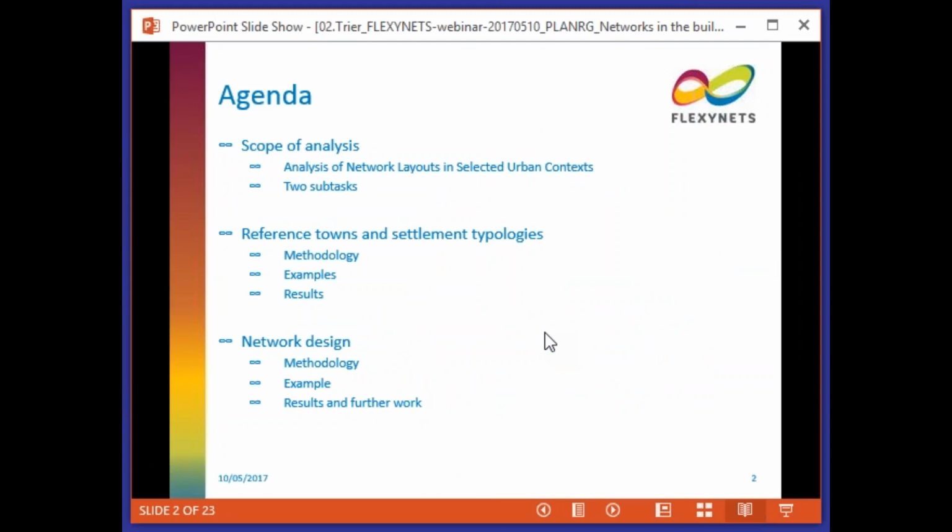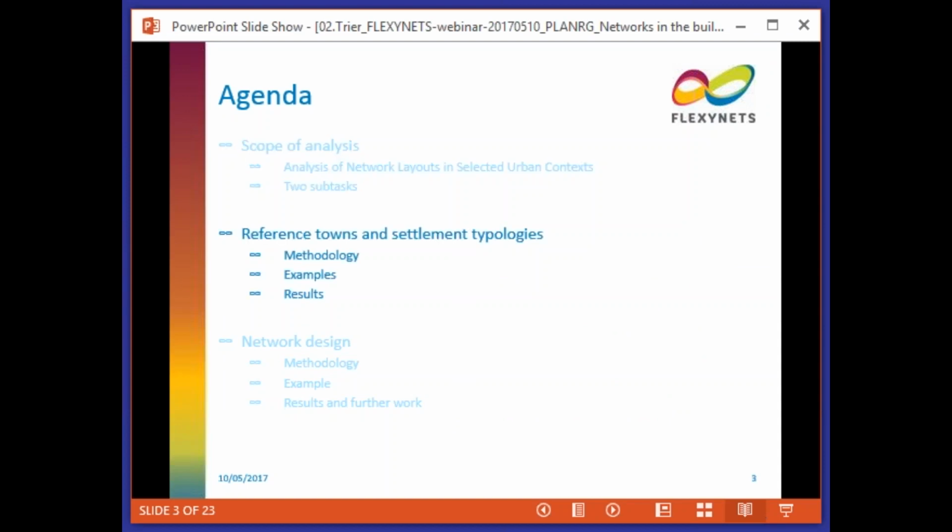There we go. So the scope of the analysis that I will talk about is the network layout within different urban environments. This task is split into two subtasks, where one being investigating which type of urban environments are we talking about, and the second part is the design of the network itself.